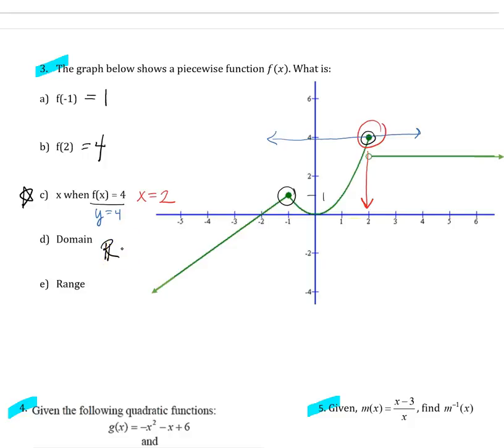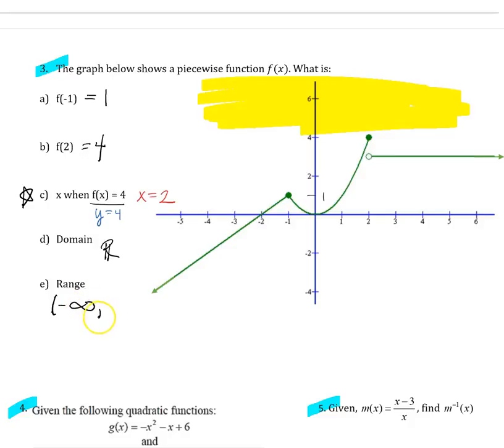My range, though, I'm just going to clean this up a little bit. My range, if you look from up to down or down to up, it looks like it extends toward negative infinity. I've got a solid horizontal line here, but I don't go up here at all. That's not happening up there. So I only go as high as 4. So I'll write my range as from negative infinity, because it's going to keep going downward, to positive 4, and include positive 4 because that's a closed circle.